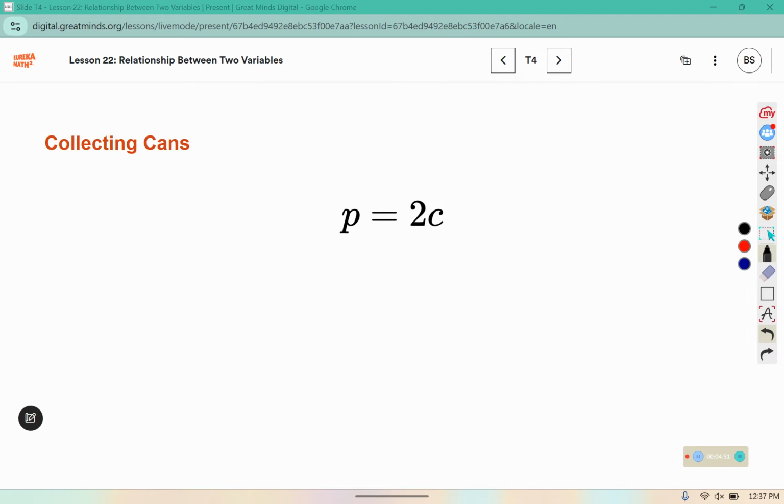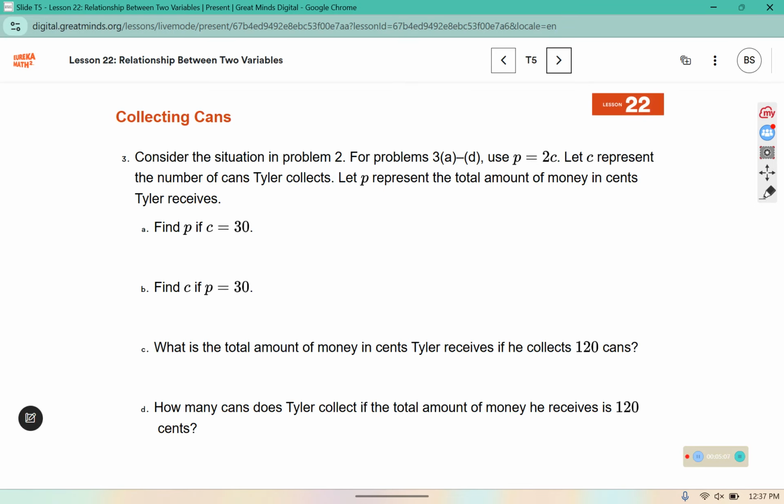For these next few problems, instead of using 0.02 to represent the dollars he earns, we're going to use 2 to talk about how many cents he earns, and P is going to represent how much money he makes from the cans. So it says, consider the situation in problem 2. For problems 3A through D, use the equation P equals 2C, where C represents the number of cans Tyler collects. Let P represent the total amount of money in cents he receives.